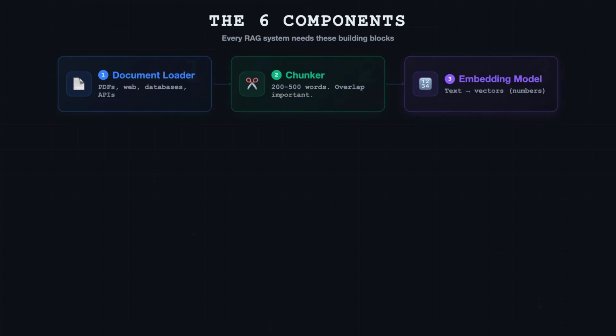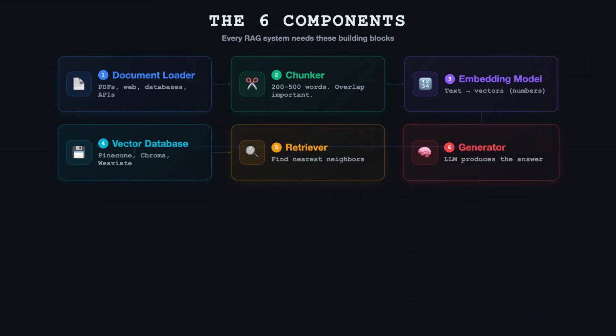The document loader reads your data. It could be a PDF parser, a web scraper, a database connector, or an API call. LangChain alone has over 100 document loaders for different data sources. The chunker splits documents into digestible pieces. Too big, and the model gets confused. Too small, and you lose context. The sweet spot is usually 200 to 500 words with some overlap between chunks. So important sentences that span two chunks don't get cut in half.